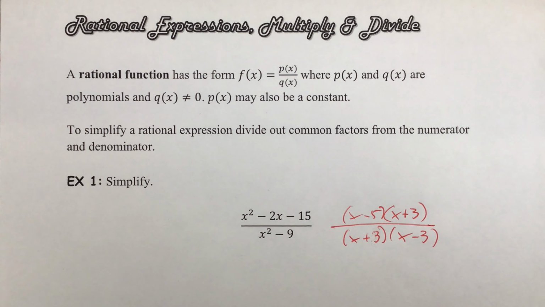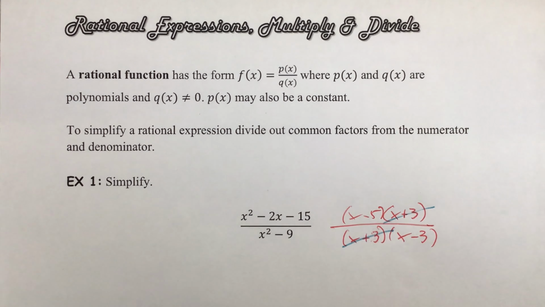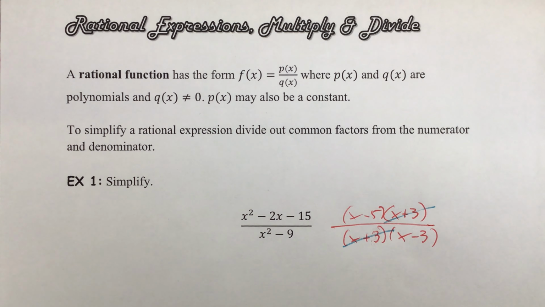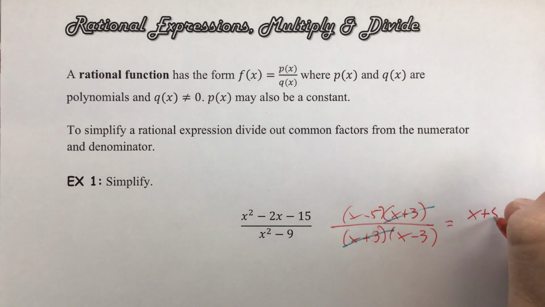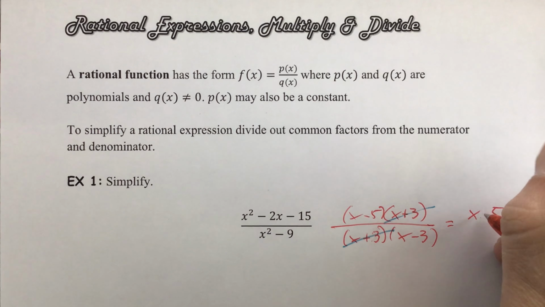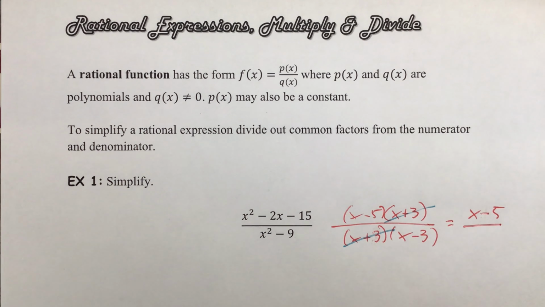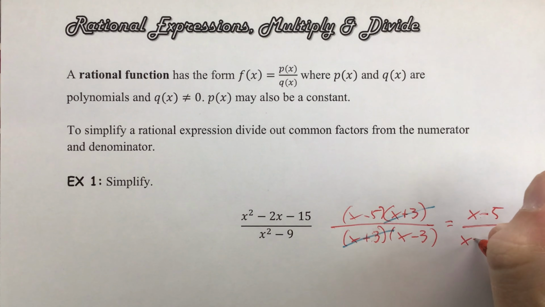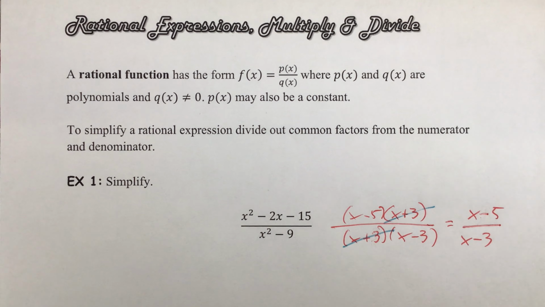And from here, if you have common factors, you can cancel those out. The x plus 3 and the x plus 3, those cancel with each other. And this simplifies to x minus 5, whoops, that would be a minus, x minus 5 divided by x minus 3.